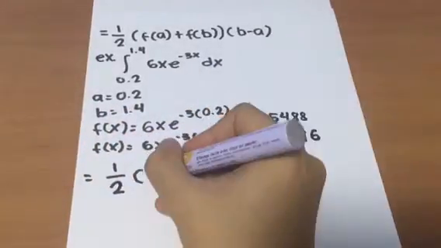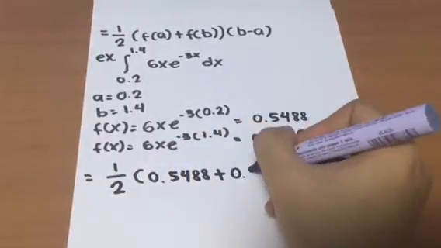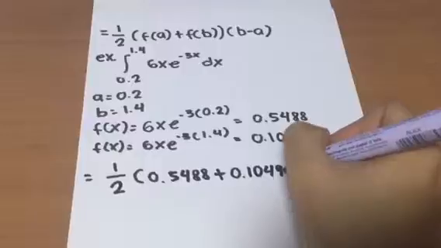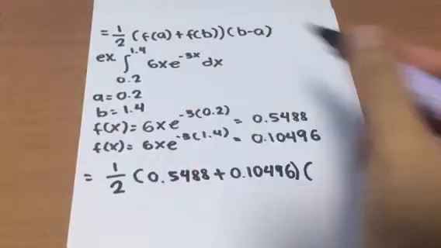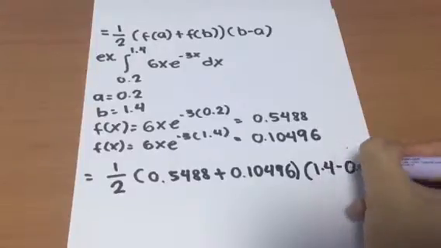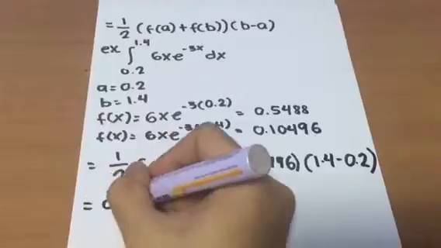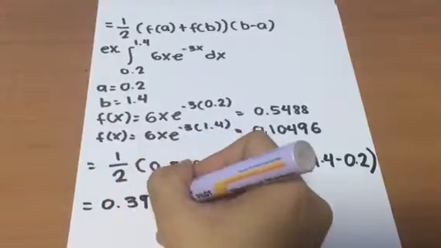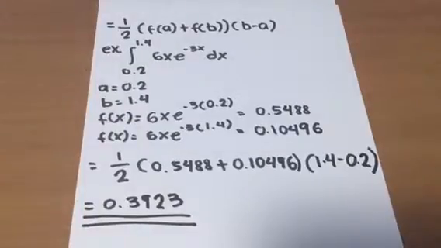Okay, and we simply plug those values into our main equation. So we have 1/2 times 0.5488 plus 0.10496, and we multiply that by b minus a, which is 1.4 minus 0.2, and we get 0.3923. That's it for our trapezoidal rule.